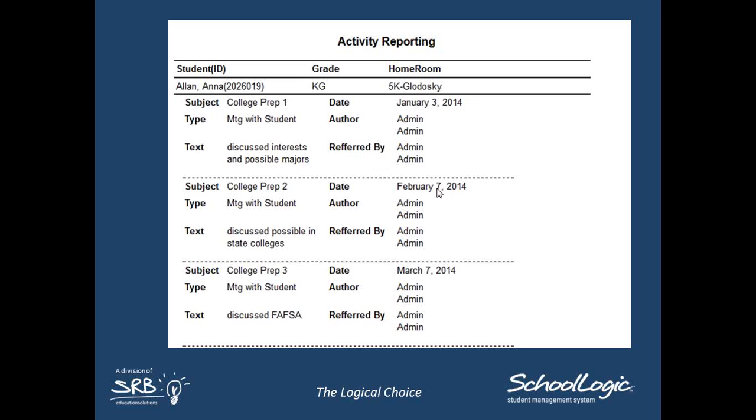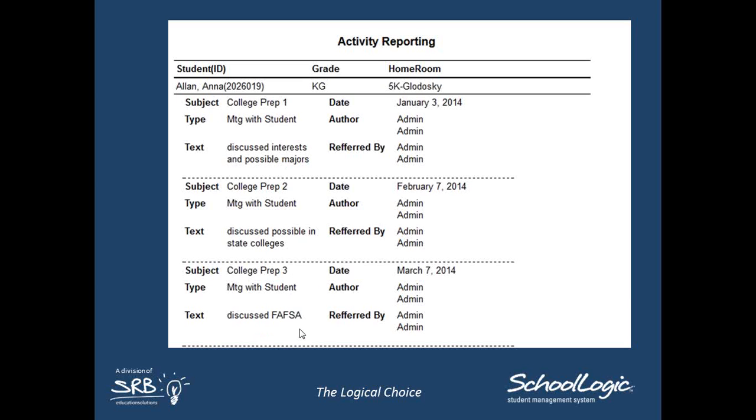Then on February 7, Anna again met with the counselor, who, by the way, is the person we assume is entering the records. Now, this is my pretend data, and so the author just says admin, but this could very well be the counselor's login, as opposed to mine. So you would have a ledger of which staff member is meeting with which student. That's nice. And in this second meeting, they discussed possible in-state colleges that would offer these majors. And then on March 7, the third meeting, we see that Anna and the counselor discussed FAFSA.